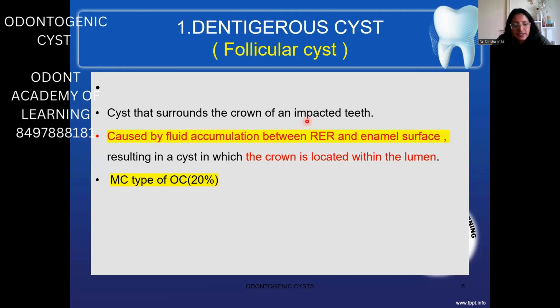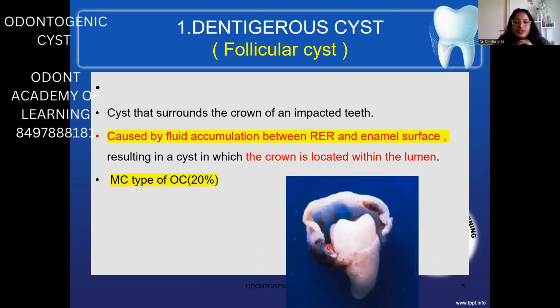The first one is the dentigerous cyst. The dentigerous cyst is also known as a follicular cyst. This cyst usually surrounds the crown of an impacted or an unerupted tooth. What happens is, when a tooth is erupting, the enamel surface is covered by a layer of reduced enamel epithelium. Between the enamel surface and this reduced enamel epithelium, there is an accumulation of fluid, which causes the formation of this dentigerous cyst. And the most common type of odontogenic cyst is the dentigerous cyst.